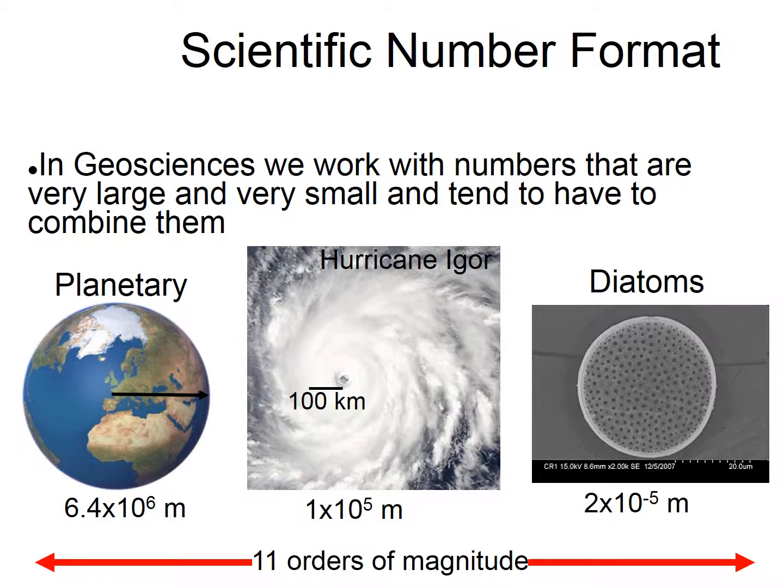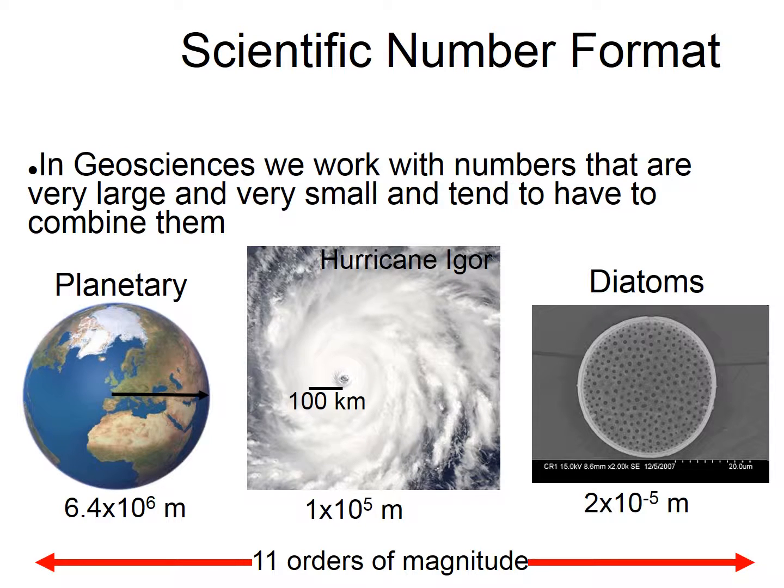Okay, so because we have these common numbers times 10 to the power of something, we could use this to say, well, how many diatoms would it take to fill up the Earth? Just by dividing this number by this number. We could do that very simply now in our head, because we divide 6.4 by 2, which is 3.2.